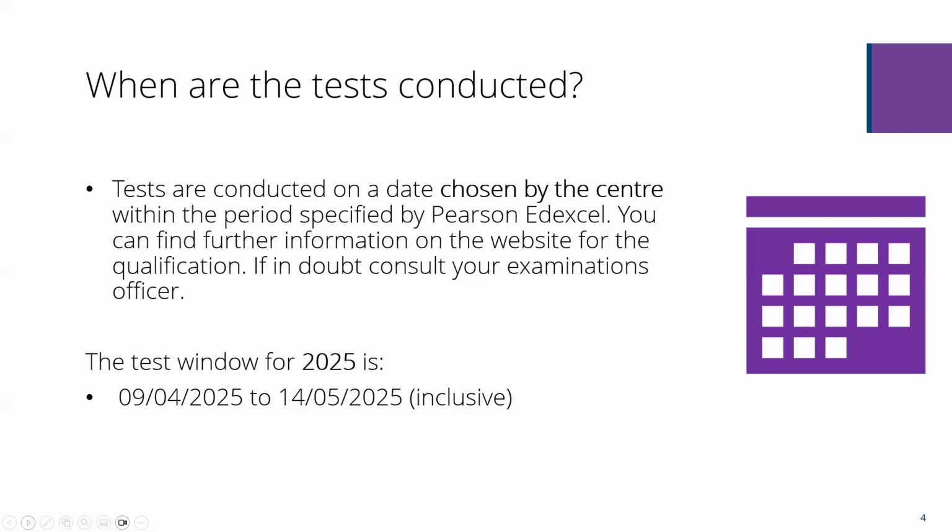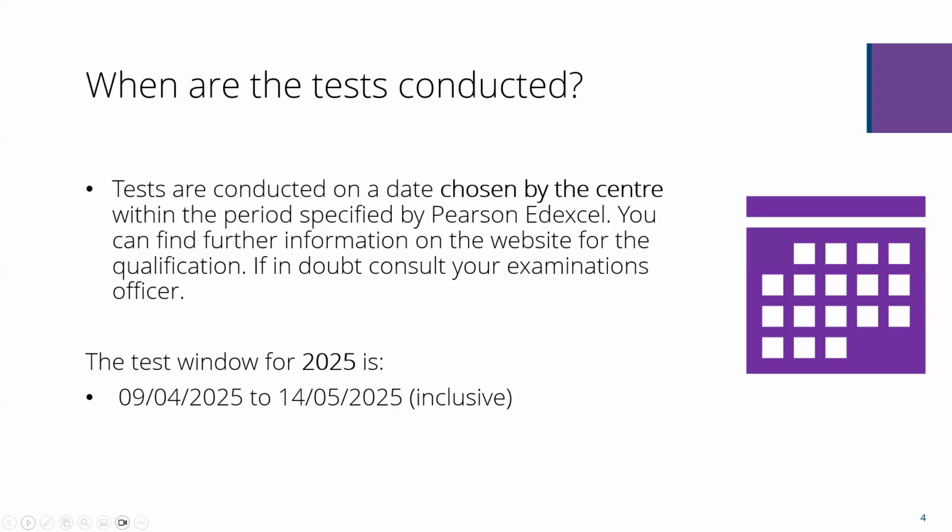So just to talk to you now about the time window for when the tests are conducted. The tests are conducted on a date chosen by the centre. You as a centre choose that date, and you need to make sure that you know when those dates are, when that window is. You can find further information on the website for the qualification that you're teaching, and your exams officer can also find it.